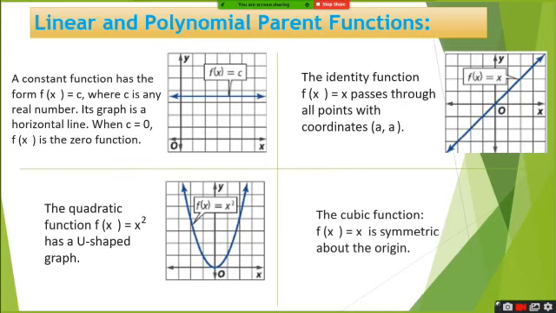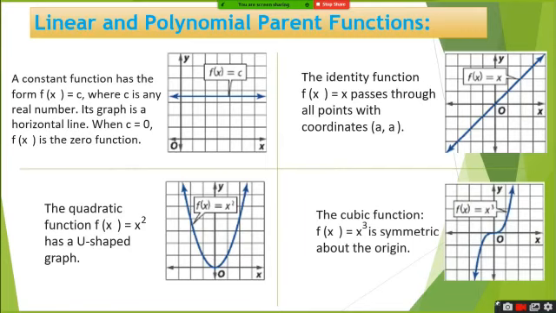Number 1, a constant function has the form f of x equals c, where c is any real number. Its graph is a horizontal line. When c equals 0, f of x is the zero function. Number 2, the identity function f of x equals x passes through all points with equal coordinates.